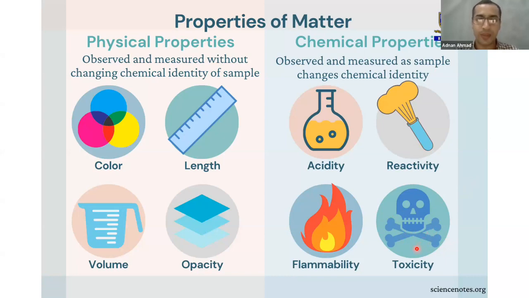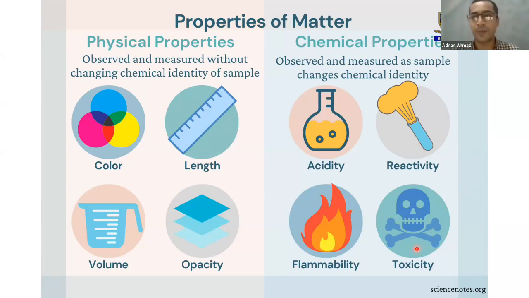Toxicity means how dangerous a matter is to human beings, to living organisms, and to the environment, right? Nowadays we say that plastic is toxic. It takes a lot of time to change, so it is causing lots of problems. So we should not have things made out of plastic, right?